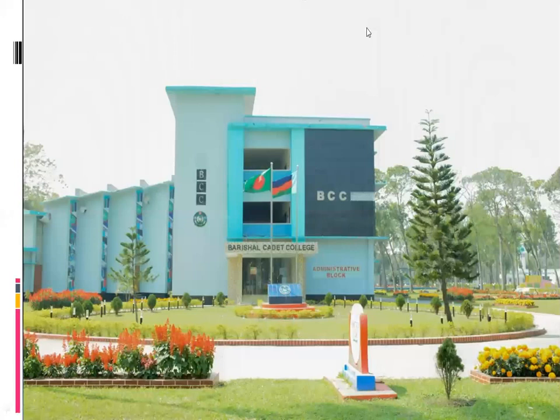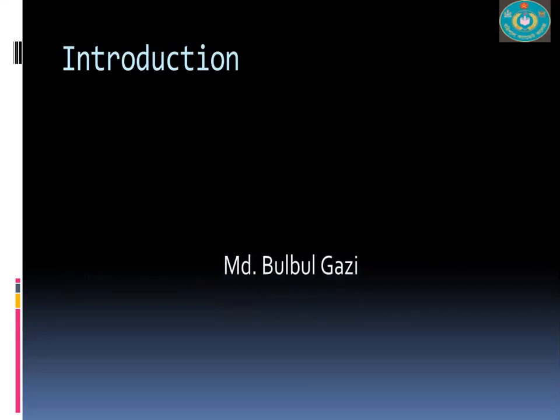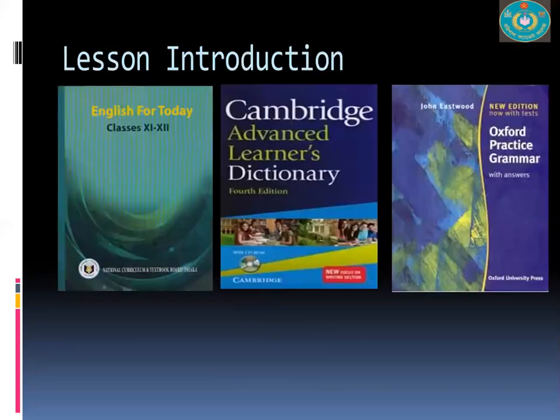Dear cadets, without much more delay, I'm going to move into today's lesson. You know me, I am your Bulbul Gaji sir, lecturer in English, Borishal Cadet College. While preparing this lesson for you, I consulted mainly these three books. One is English for Today for classes 11 and 12, prescribed by National Curriculum and Textbook Board. Another one is Cambridge Advanced Learners Dictionary, which is a fantastic dictionary. You should try it. And then Oxford Practice Grammar.